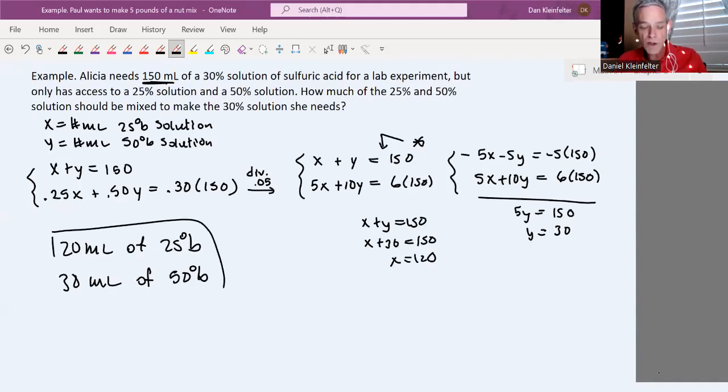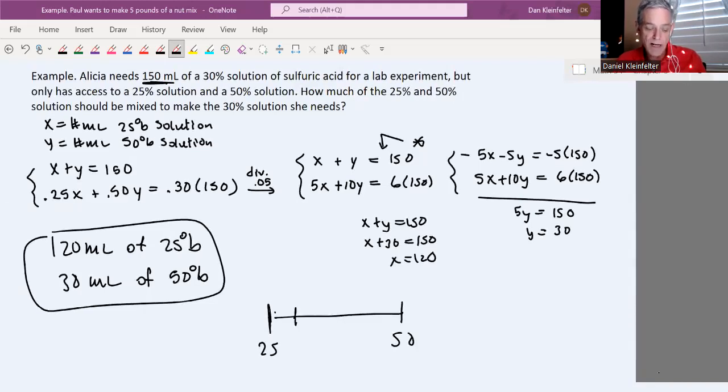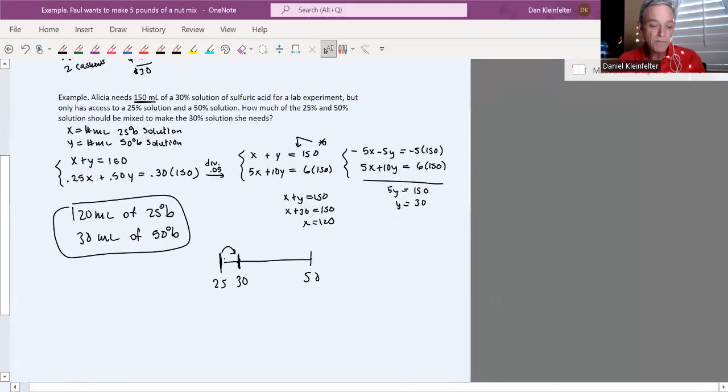It makes sense that she's using more of the 25% solution. If you think about it, she's got a 25% solution and a 50. She's trying to combine and she wants to make it the 30. And so it makes sense that she's using more of the 25 as it turns out.